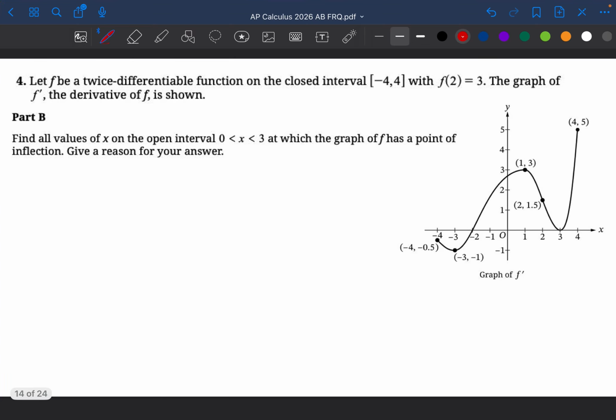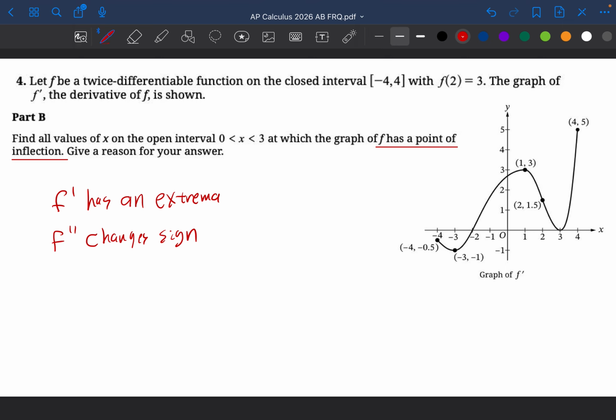Now for part B, it says find all values of x on the open interval 0 to 3 at which the graph of f has a point of inflection. Now again, we want to know when f has a point of inflection, but we don't have that. What we have is the f prime graph. So we have to ask, when f has the point of inflection, what does f prime have? F prime has an extrema. Whether it's a maximum or a minimum doesn't really matter, because in order for it to have a point of inflection, the next derivative has to change sign. That's what has to happen.